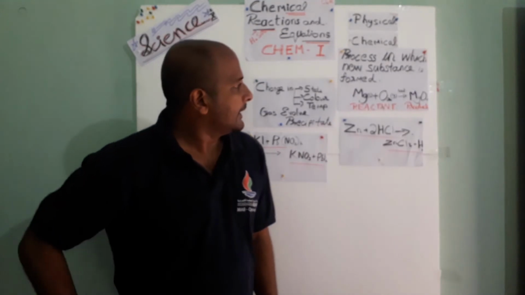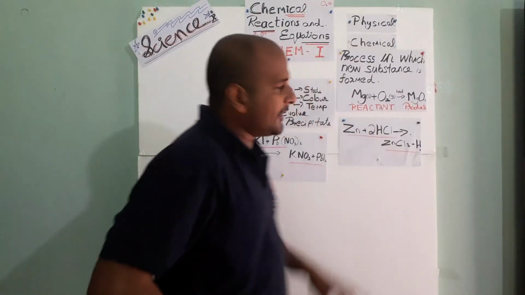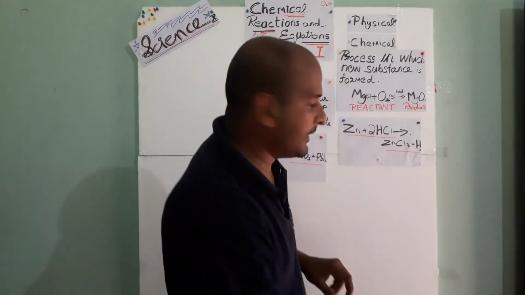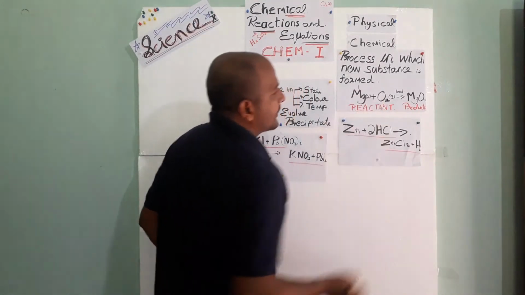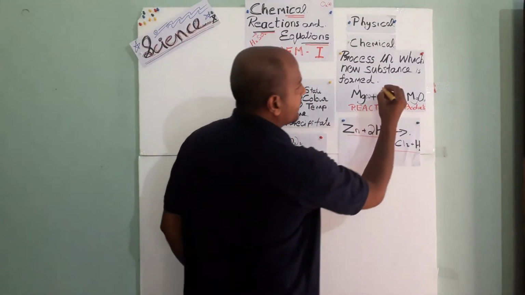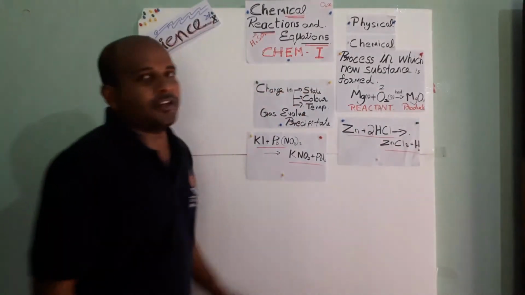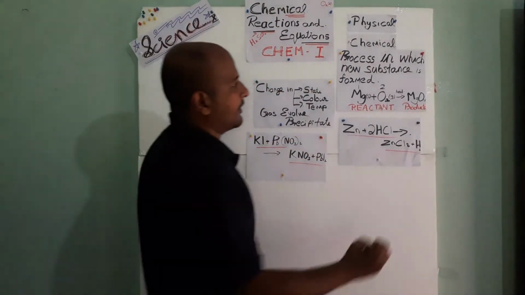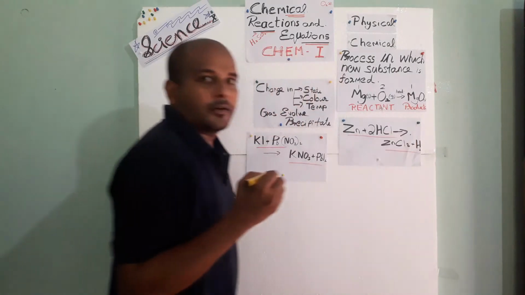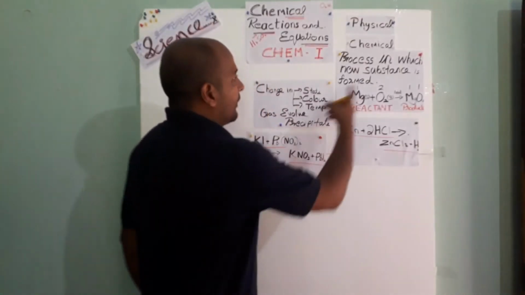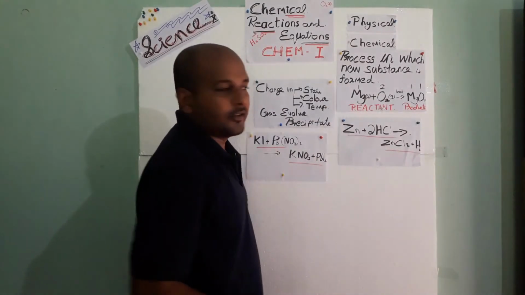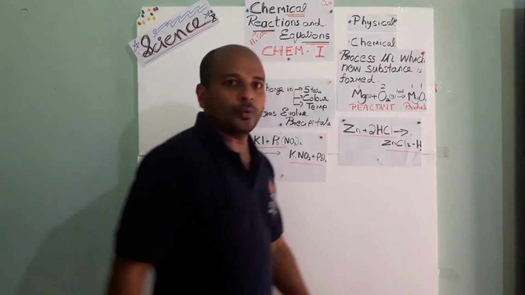But let's see here, how many Mg is there in the reactant? Mg only one. How many oxygen? 2. How many Mg in the product? 1. How many oxygen? 1. 2 plus 1, here we got 3. Here 1 plus 1, we got 2.